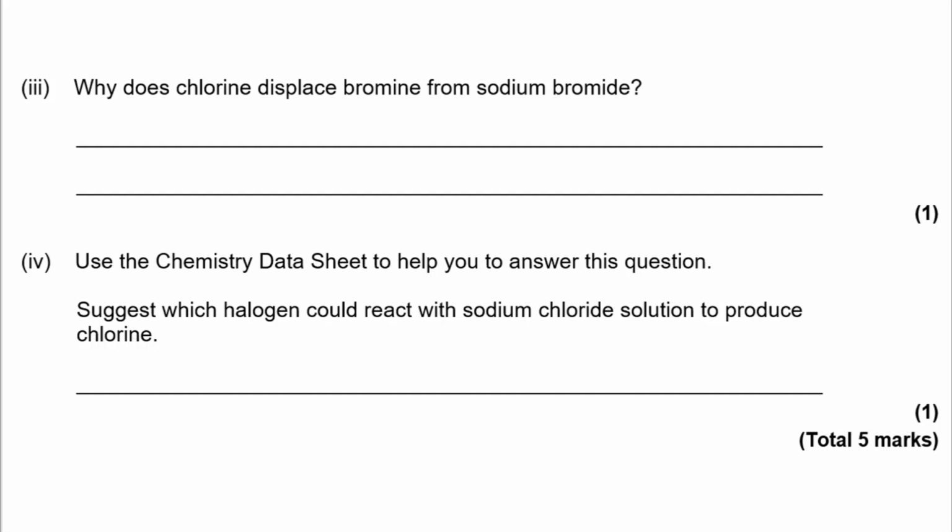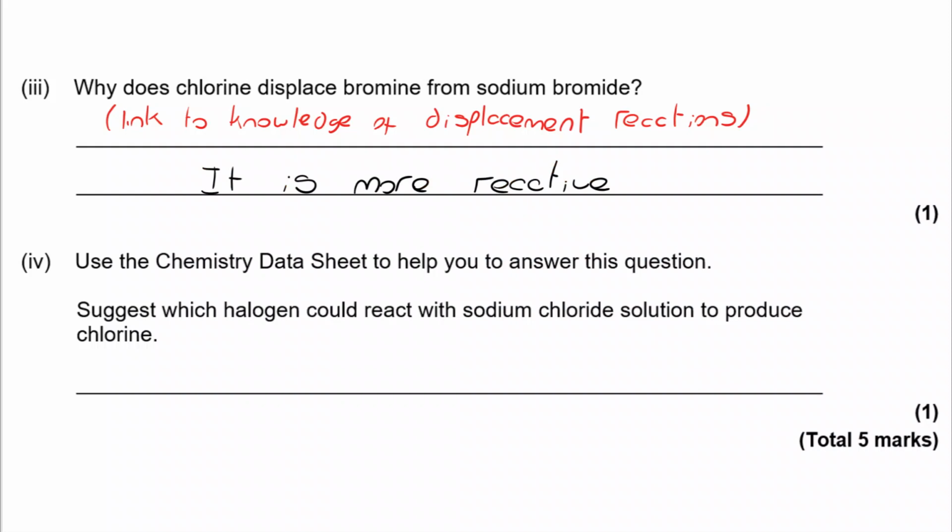3 of this question. Why does chlorine displace bromine from sodium bromide? Now, to give a little bit of background here, we're linking it to our knowledge of displacement reactions generally, that more reactive elements can kick out a less reactive one. We often refer to that with metals, but we do need to know it for the halogens as well. So the simple answer here is that it's more reactive. And then we're going to use the chemistry data sheet, that's the periodic table, to answer this question.